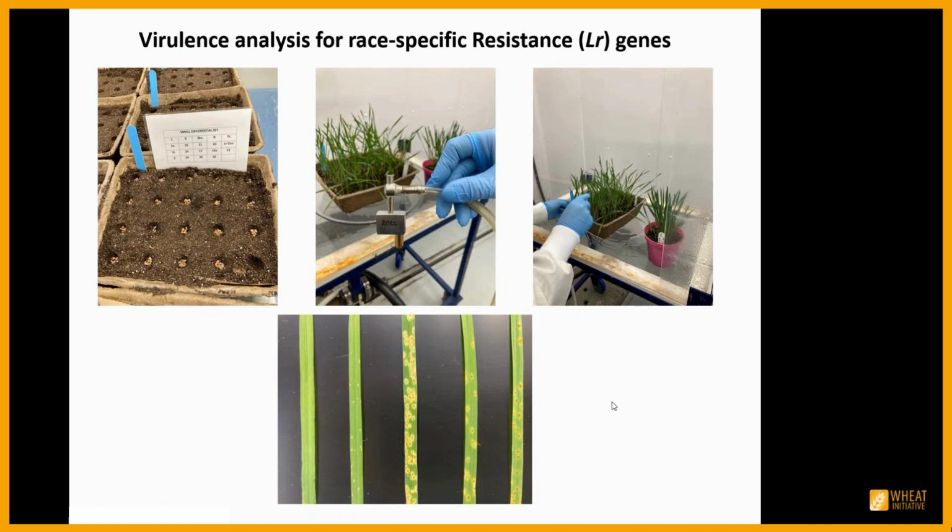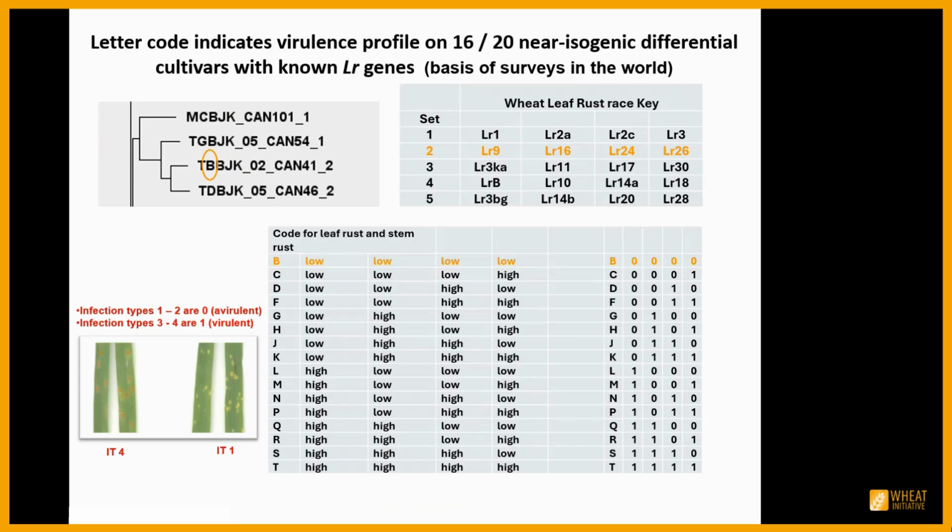They are often, in the winter, phenotyped on differential cultivars that have single race-specific resistance genes. Here's one example. You often see this 4 or 5-letter code. This B here means on the second place, it's screened on this second set. And the B stands for low, low, low, high. Low means it's avirulent, infection type 1 to 2, and high is when pustules form. You get infection type 3 or 4.